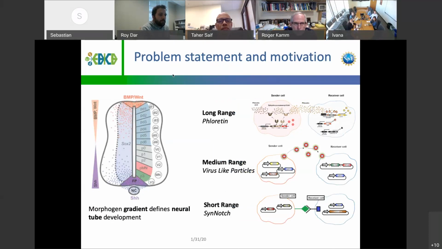And when you have gradients, you need the ability to sense concentrations, and you also need the cells to communicate with each other. On the left, you have, for example, the morphogen gradient that helps define the neural tube during development. On the right, we have a set of tools that have been engineered and demonstrated in the Weiss lab for cell-to-cell communication. It is important in this case to have cell communication across many ranges: long range, medium range, and short range.